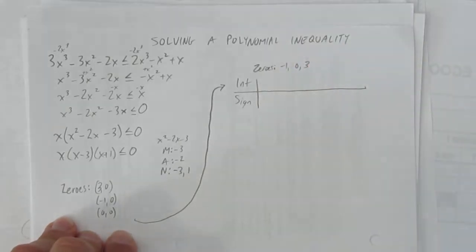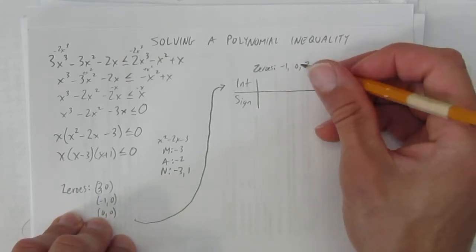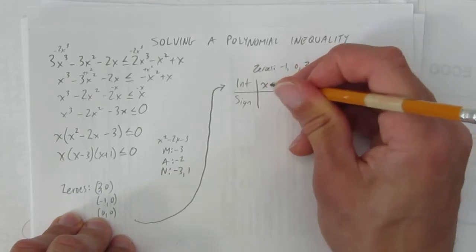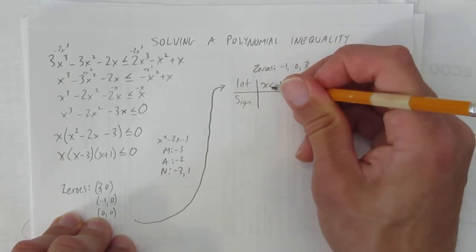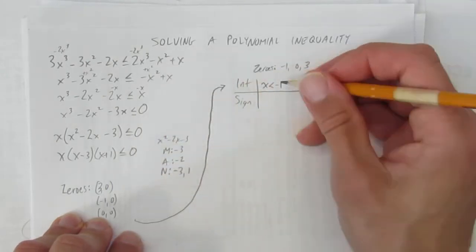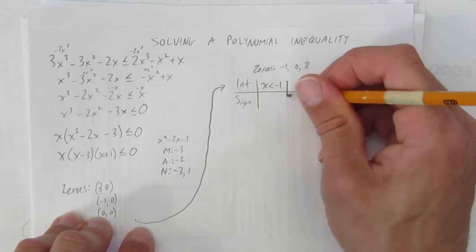Okay, I want to look at all the parts of the graph before, between, and after the zeros. The lowest zero is negative 1, so I want to look at the graph less than negative 1. And we always use less than, greater than, never greater than or equal to. You'll see why at the end. It's always less than in the table. The first one's always less than.